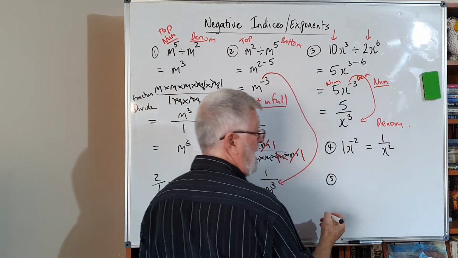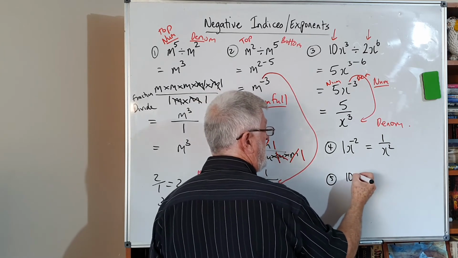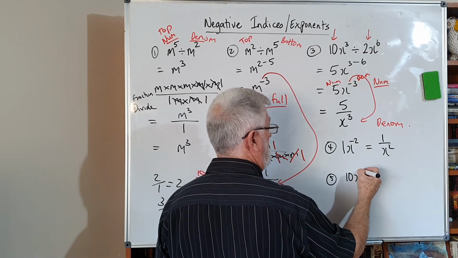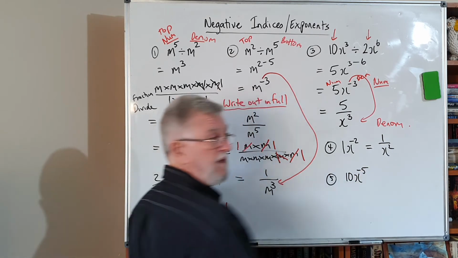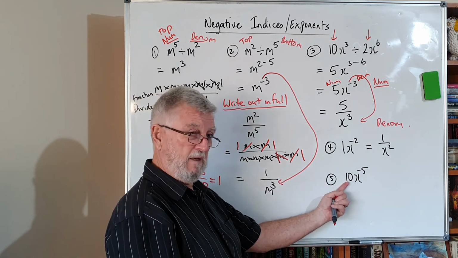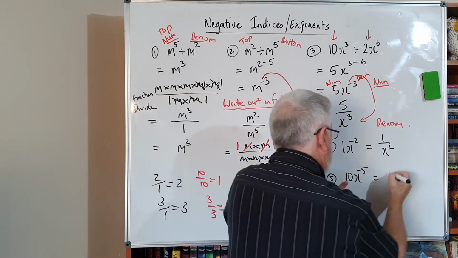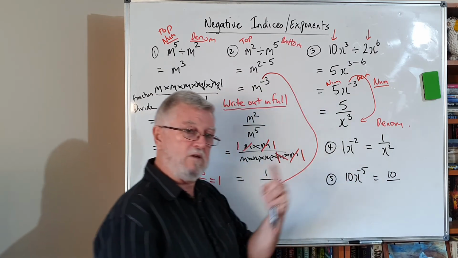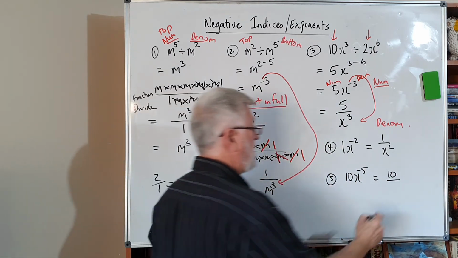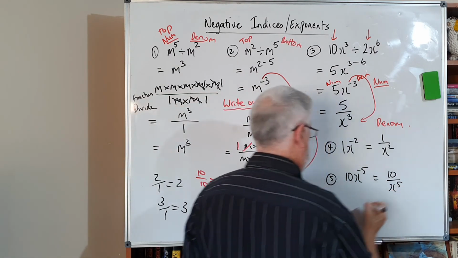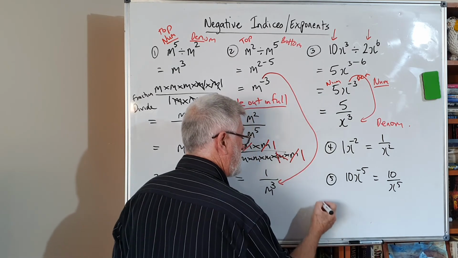What if I had, let's do similar, 10x to the minus 5. Let's do that one. So the 10 is the numerator. That stays there on the top. And the x to the minus 5 goes to the bottom. So that's x to the 5 written there. Now the big one, or big 2 I should say.